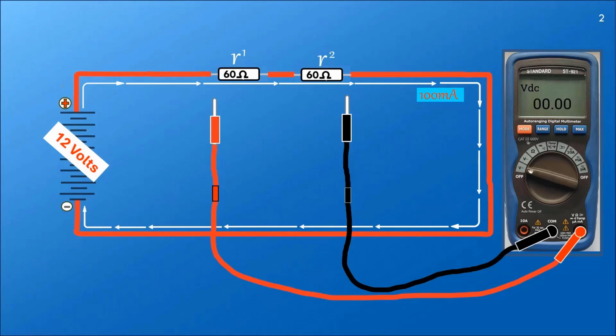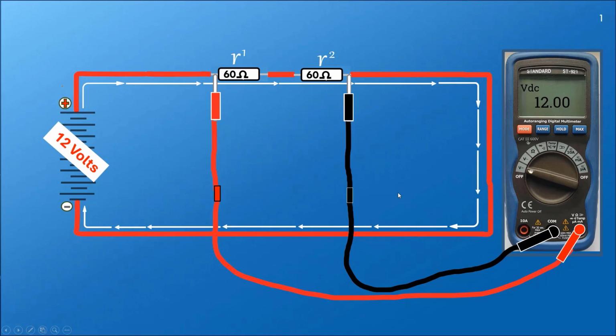Let us connect the black probe here. And when we connect the red probe, you will see that the reading on the meter will change. And it changes to 12 volts DC.